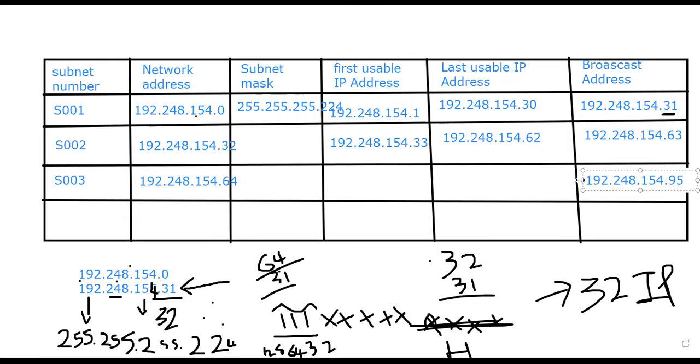But let me help you by filling the entire table, right? The subnet mask is the same. Then here 192.248.154.65. Then here we'll be getting 94, you need to deduct 1 from the broadcast address, so 192.248.154.94, right?